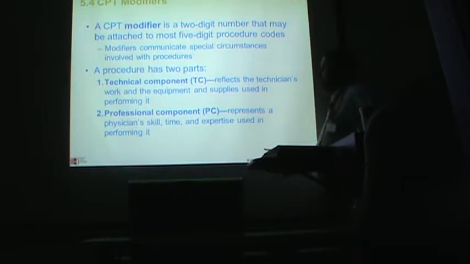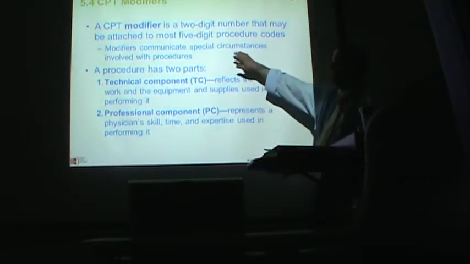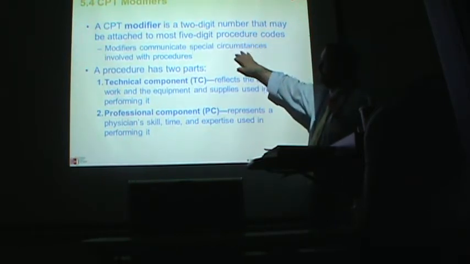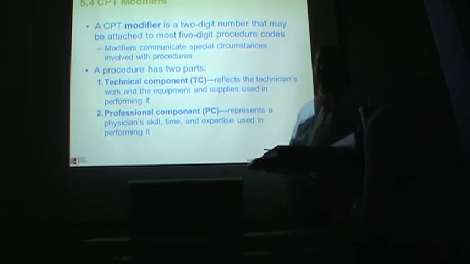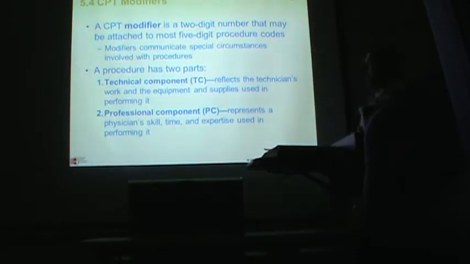Sometimes you have special situations. You can pinpoint that procedure down to a 5-digit code, but it doesn't quite explain the special circumstance. You can put a modifier on that. Again, this is just a way to make more money, right? You get as precise as you possibly can to make the most money. Okay?